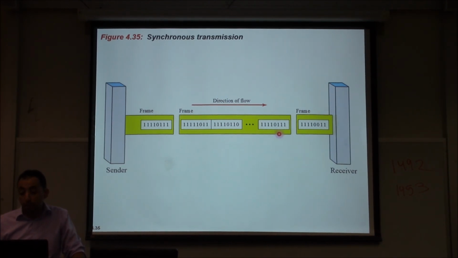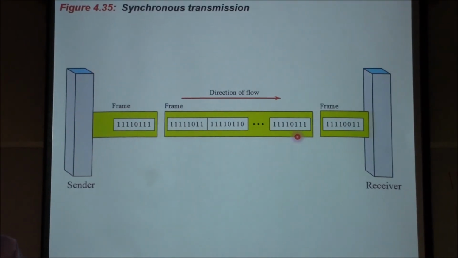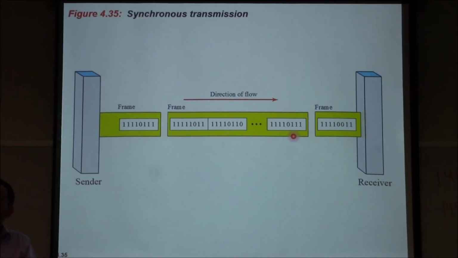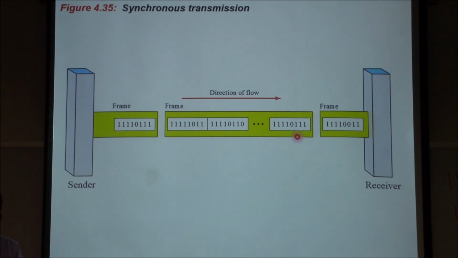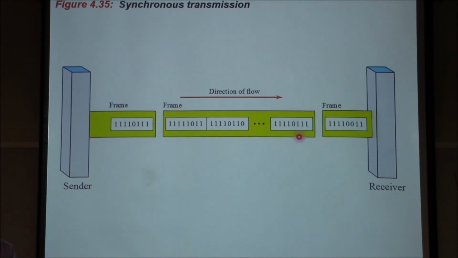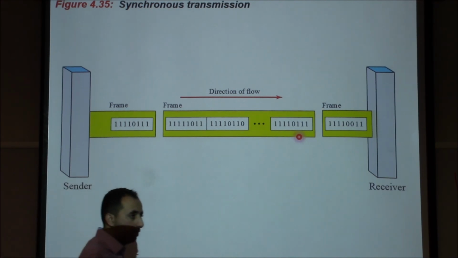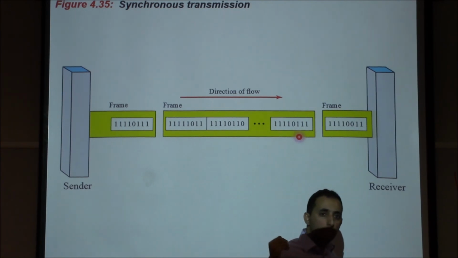Using, of course, the different encoding techniques that we learned, using the mid-bit transition, using the polarity transition, these things help the receiver keep the clock synchronized with the sender. So there are many things the receiver uses. But what I need you to know is that there are 2 types of transmission. That's what you need to get from this slide.